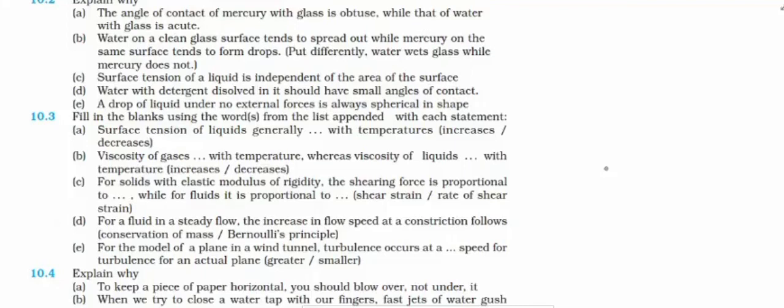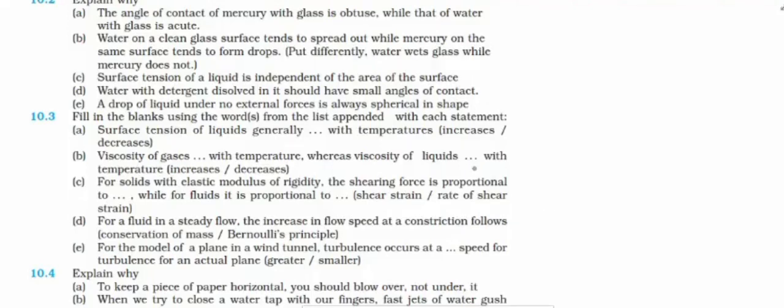Then next, part E, a drop of liquid under no external forces is always spherical in shape. If there is no external force, then there is only one force acting there, that is the surface tension. And within a given volume, a sphere has the minimum surface area. And we know the surface tension always tries to reduce the surface area. The drop acquires spherical shape because of surface tension.